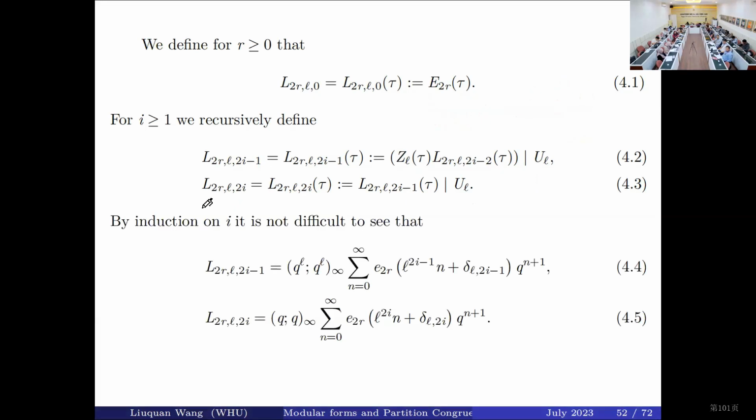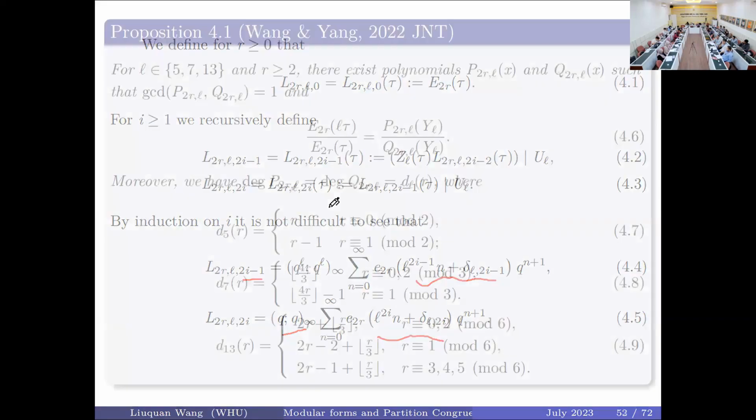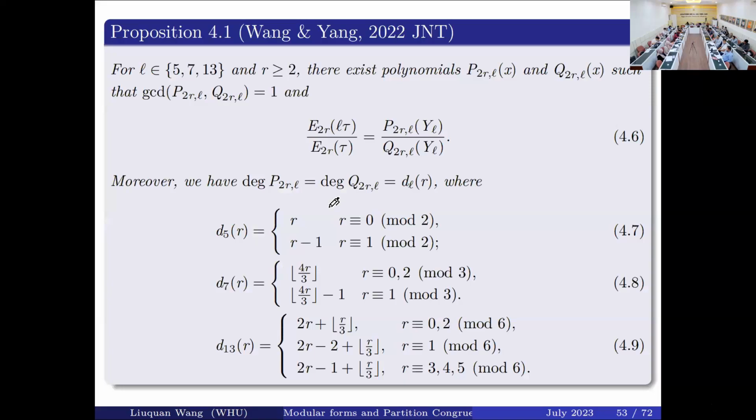Next, by induction on i, it is not difficult to see that L_{2i-1} actually equals this infinite product times the generating function of E_{2r} on this arithmetic progression, and L_{2i} equals this product times the generating function of this subsequence. So these two subsequences are what we really need. We will try to give expressions for L_{2i-1} and L_{2i}, and for that, we need another proposition.